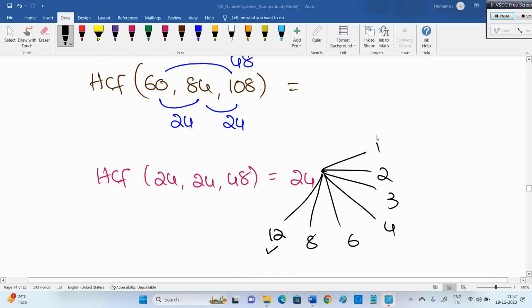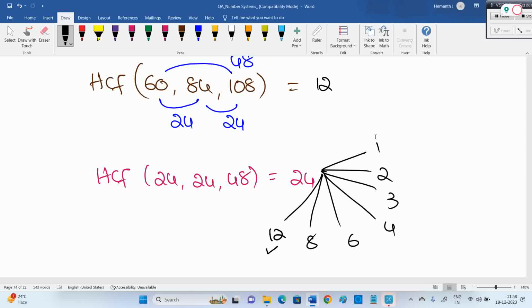Right, so now, as 24 failed, I have to try with 12. If 12 failed, then 8, then 6, and so on. If everything failed, the HCF is minimum 1. But is 60 divisible by 12? Yes. 84 divisible by 12? Yes. So then we have to go with 12.